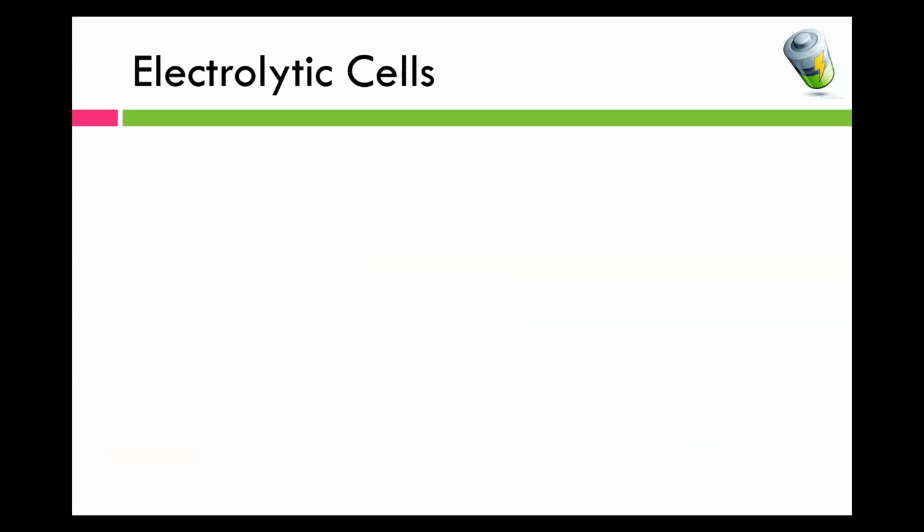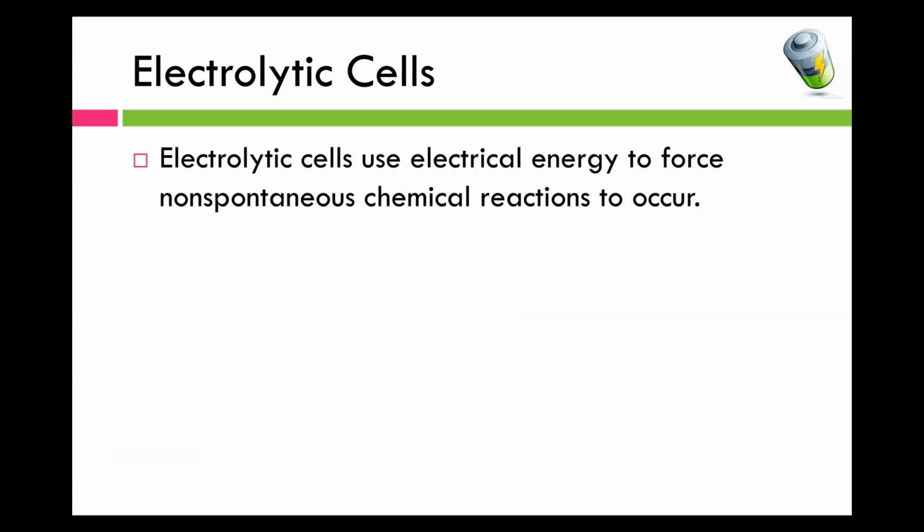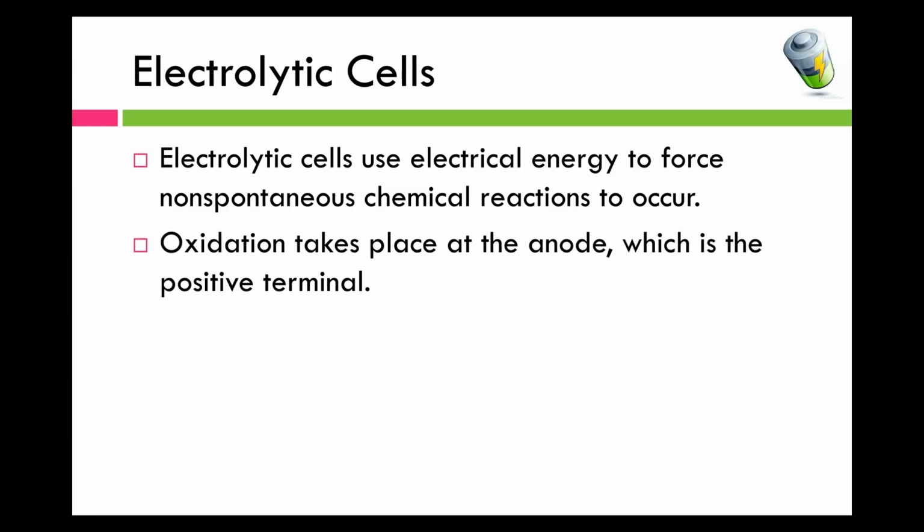Sorry, it's a little bit on the long side, chemists. So in an electrolytic cell, we're going to use electrical energy to force non-spontaneous chemical reactions to occur. That's why we usually see a battery in those diagrams of an electrolytic cell. We need an outside source of power so that we can provide energy to get a non-spontaneous chemical reaction to occur.